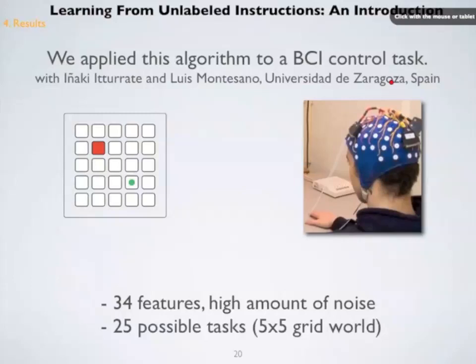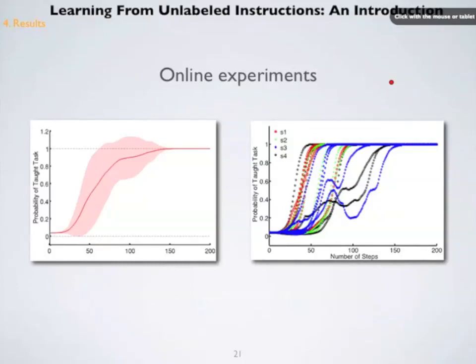While the data here are noisier than in previous experiments, because they are brain signals, the possible tasks were reduced to 25 in this 5x5 grid world. We performed online experiments and observed that for all subjects, the system was able to identify the correct task in less than 150 steps. So we are now at the end of this video, and at this point, you should understand how we tackle this problem and what the principle of our algorithm is, as well as the kind of setups where we successfully applied this algorithm.